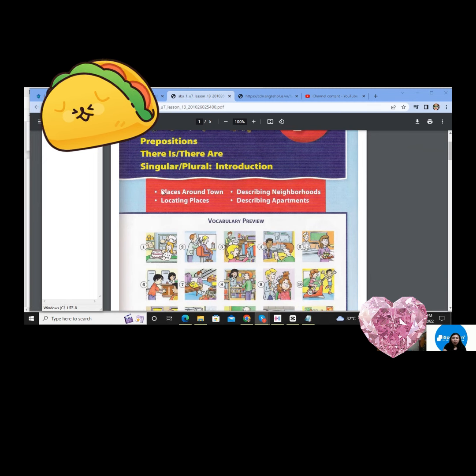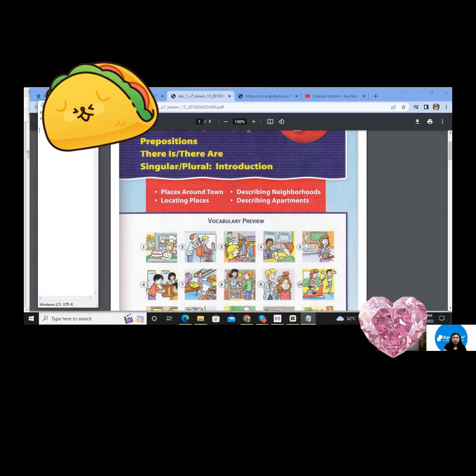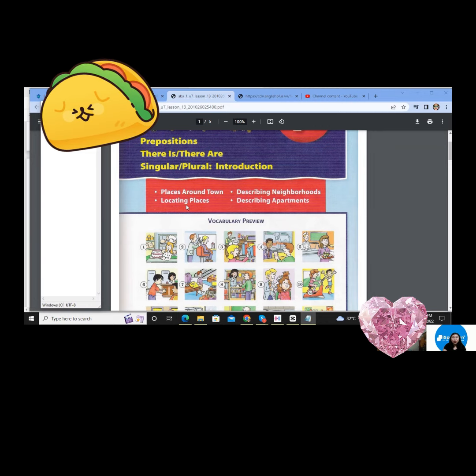Okay, so this one you're going to read now. Places around town. Please read. Places. Okay, this one, locating places. Okay, this one, describing neighborhoods. Neighborhood. Okay, so this one, describing apartments. Apartments.